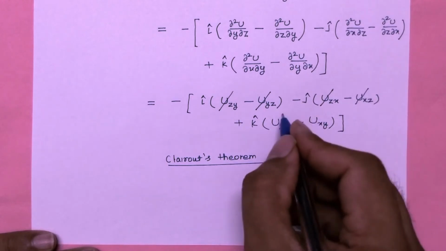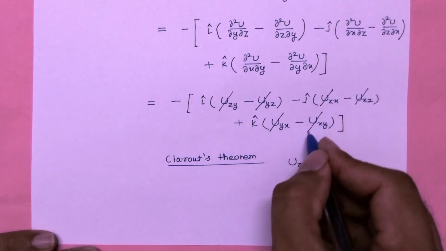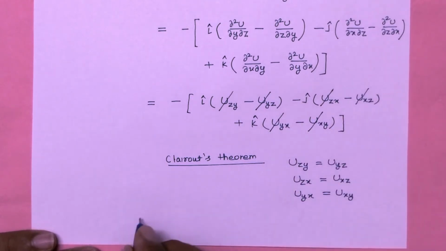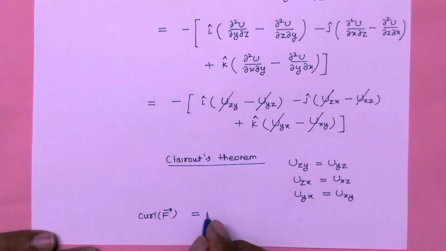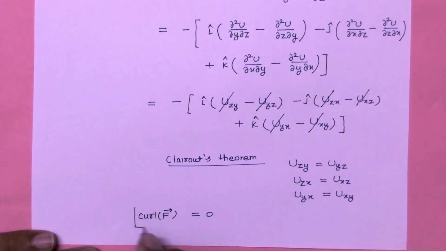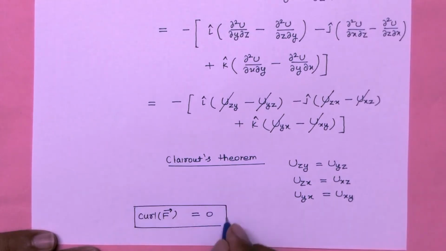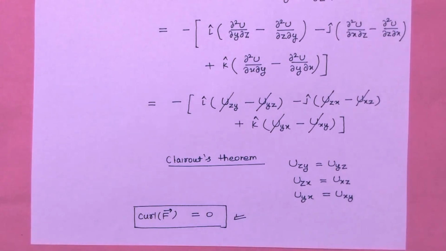So for i cap, j cap and k cap, we get curl of F vector is equal to 0. So from this we have proved that curl of F is equal to 0. That means the conservative field of force has zero curl in the three axes x, y and z. That is the required answer.